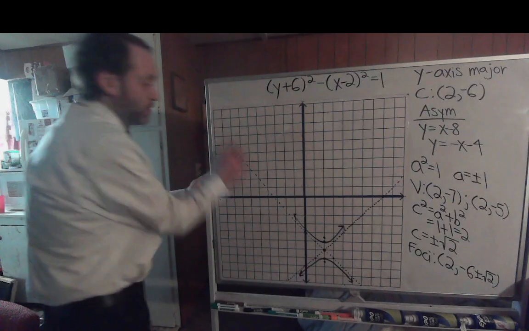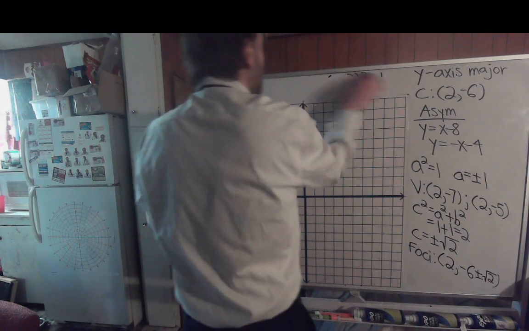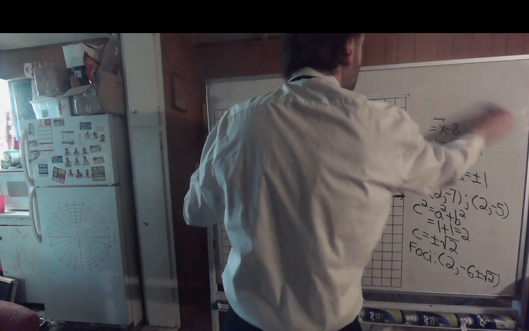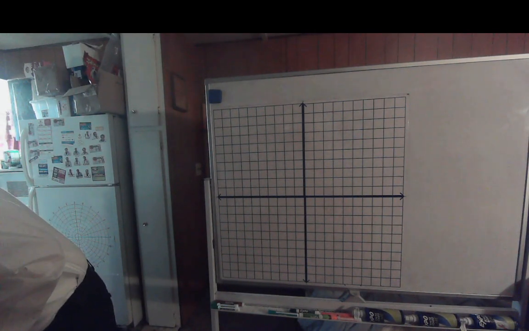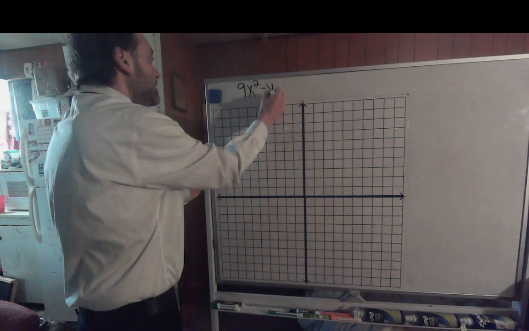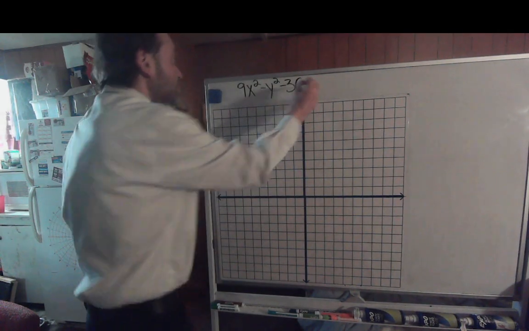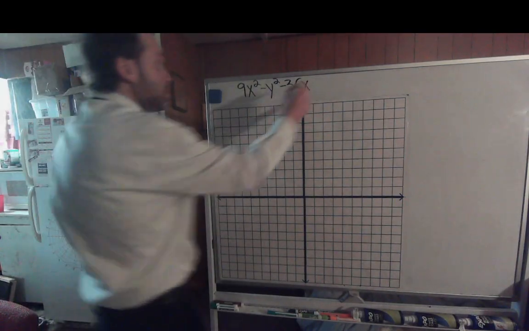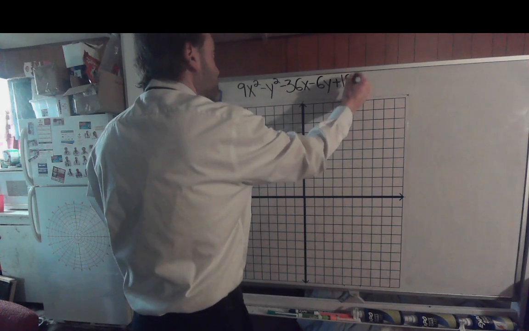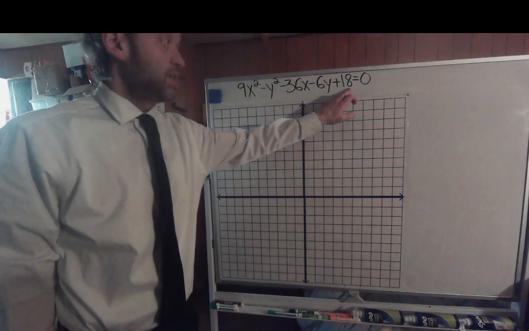Now let's do a couple special equations here. Let's say you were given 9x squared minus y squared minus 36x minus 6y plus 18 equals 0. So you have 9x squared minus y squared minus 36x minus 6y plus 18 equals 0.